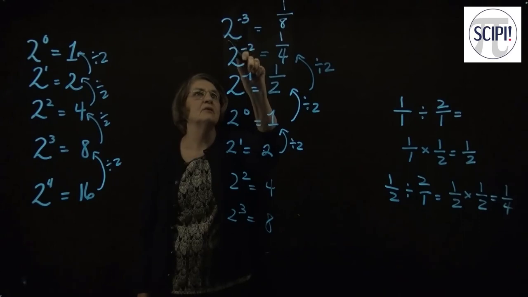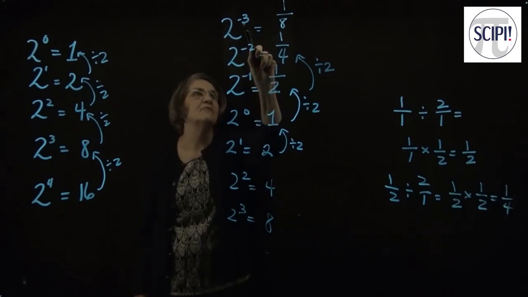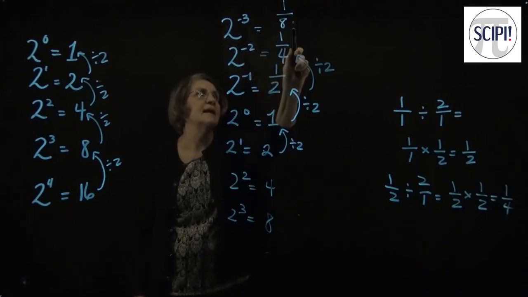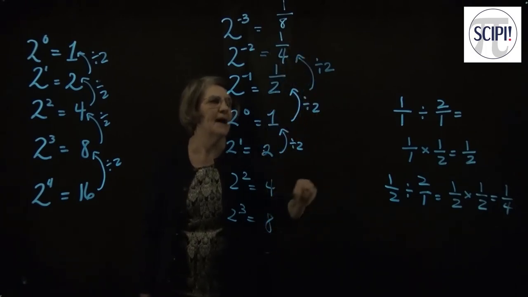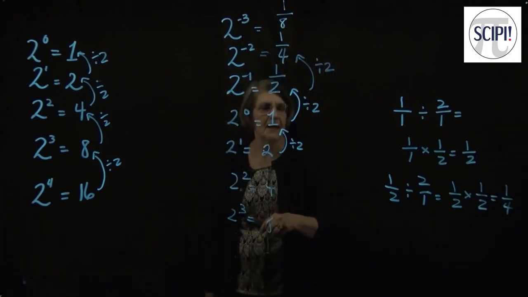So now we can conclude that anything to a negative power becomes a fraction. Why? Because it's based on the power of division, on the pattern of division.